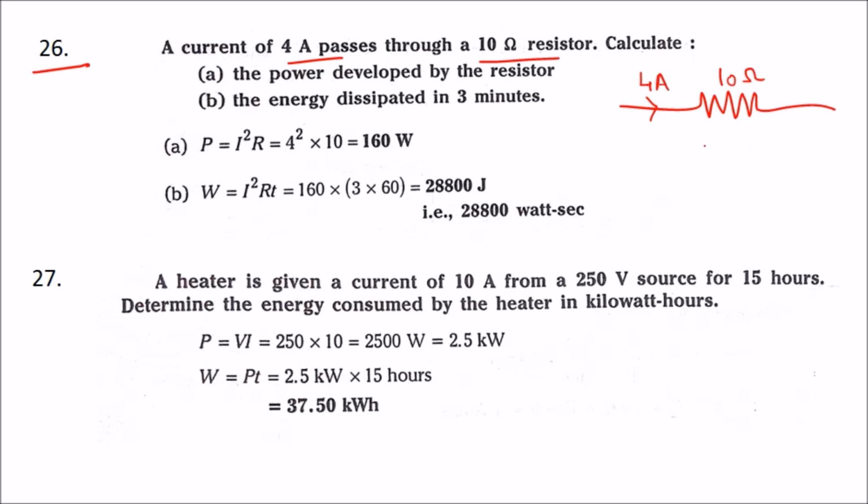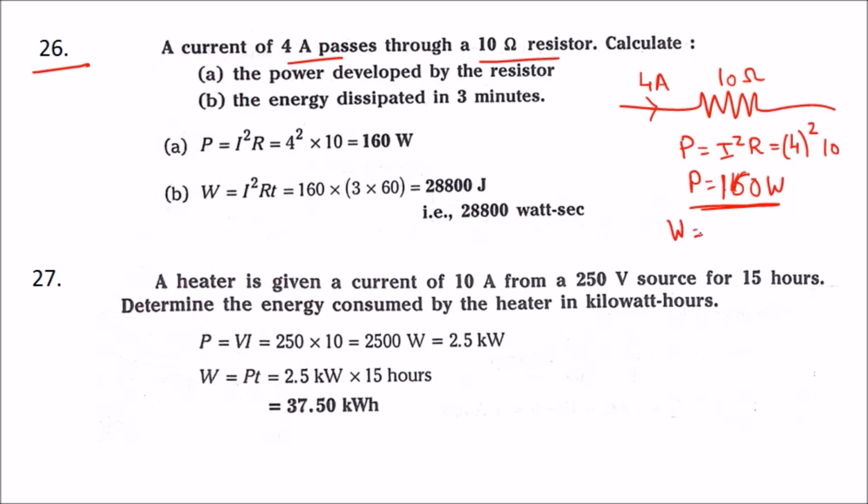First we need to find power. Power is nothing but I square R. Here I is 4 and R is 10. So power is 160 watt. Once we get the power, we have to multiply this power by time to get the energy.